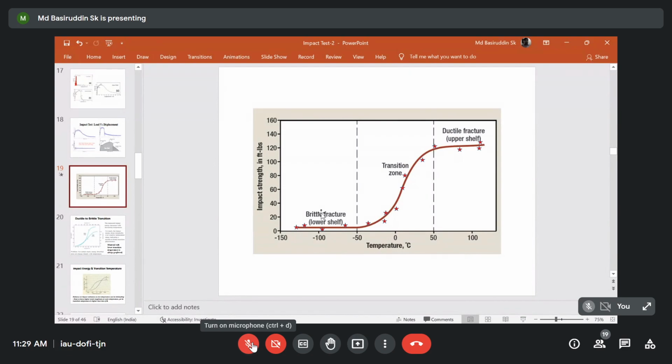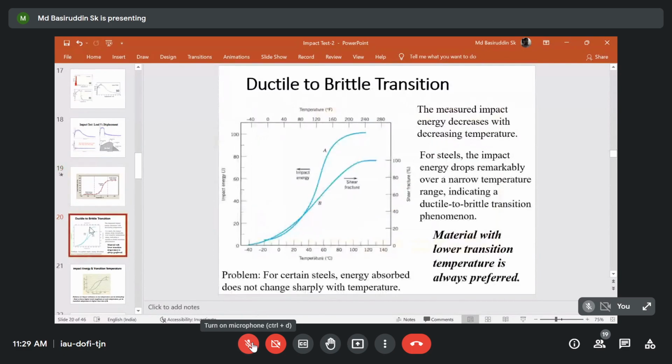So in that way, you can categorize the different zones: the ductile fracture zone, which is called the upper shelf region; the brittle fracture zone, which is called the lower shelf region, where the minimum amount of energy is absorbed by the material; and the transition zone, where the ductile to brittle or brittle to ductile transition happens. So that is called the transition zone. Now if you apply the impact loading condition, this transition generally happens quite sharply.